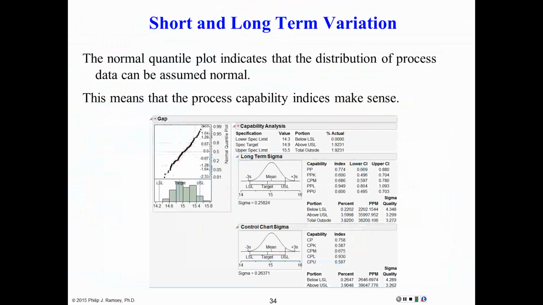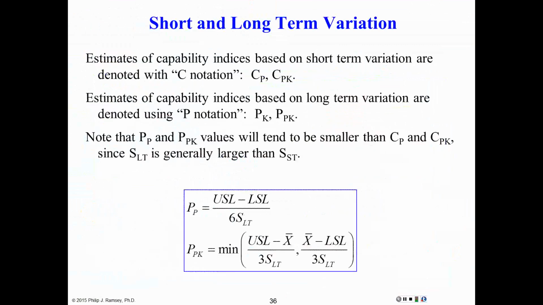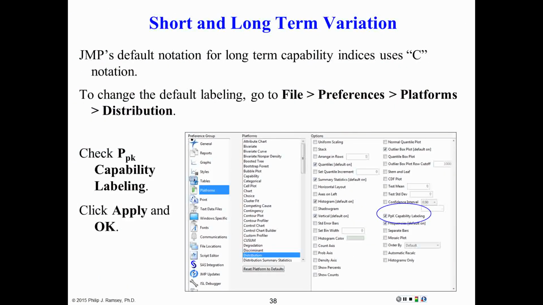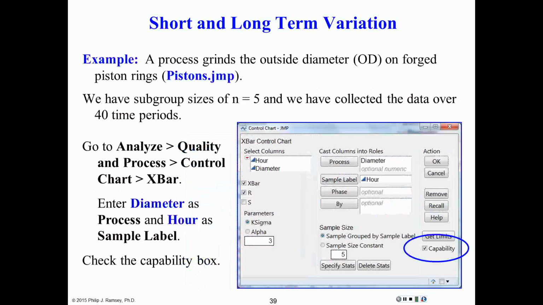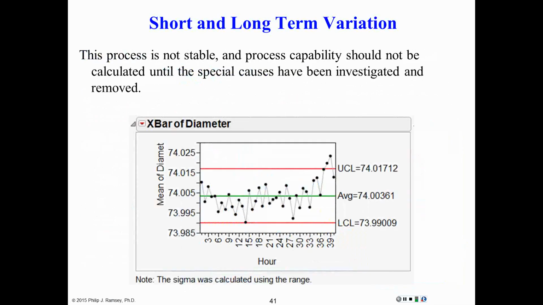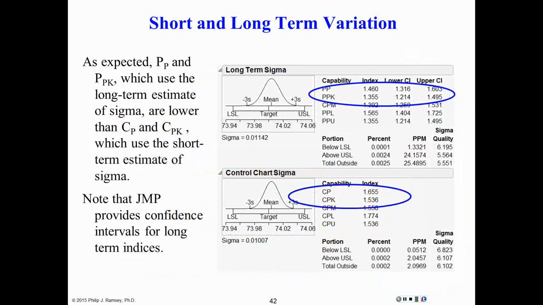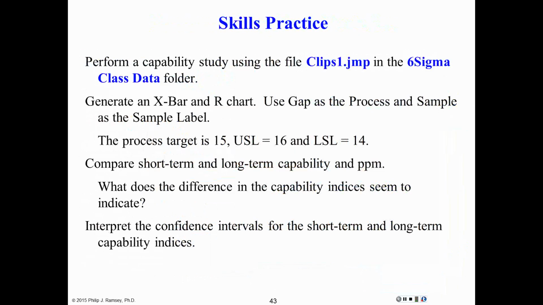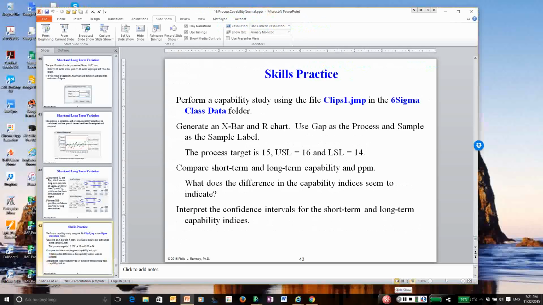And the notes more or less explain what I just went through. In long and short-term variation, there's one last example using the pistons data, which I will not do because it literally is the same as what I just did. And so that literally ends our discussion of capability, again based upon the assumption of a normal distribution.